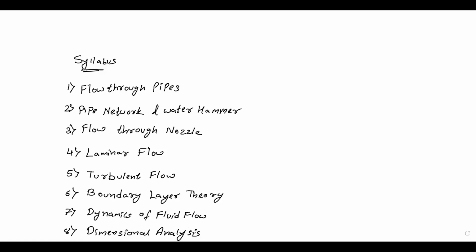Okay, these are the 8 chapters and these are 3-6 modules. This is module 1, this is module 2, module 3, module 4, module 5, and module 6. So these are the 6 modules and 8 chapters within that. Is it clear? Please give me a confirmation. Yes, sir.